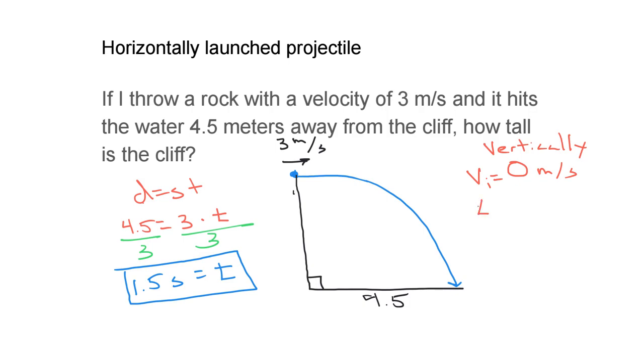Now the time it has to fall is 1.5 seconds. We just found that over here. And the acceleration is 9.8 meters per second squared. Technically, it's negative 9.8, but it's not going to change this to treat it like a positive 9.8. And so that's enough information to now solve for distance. Distance is question mark.